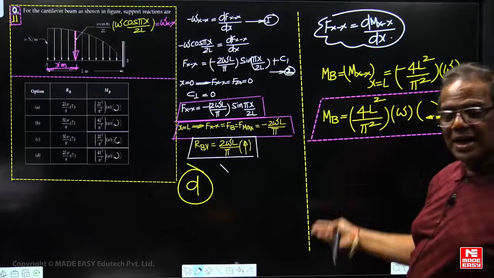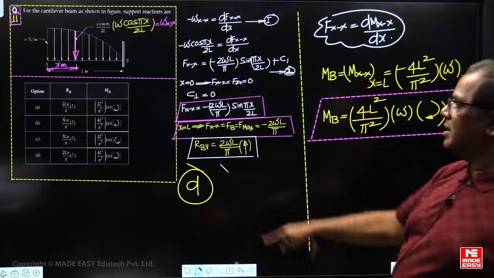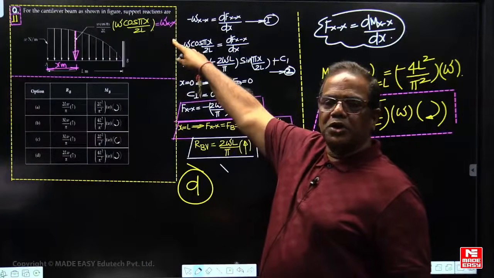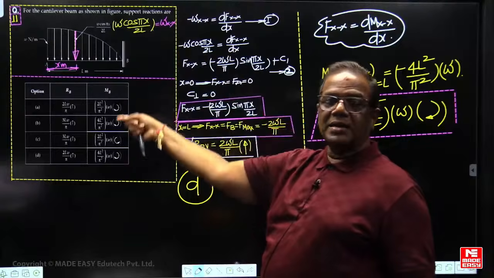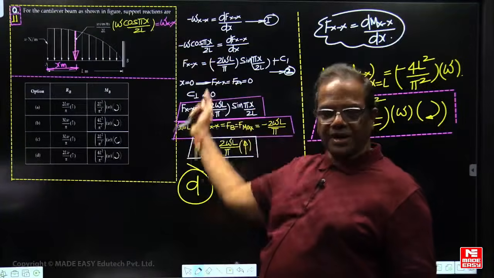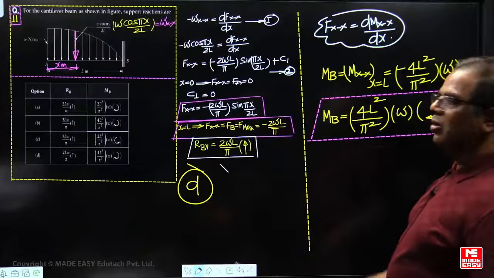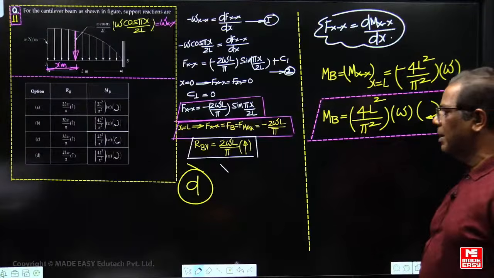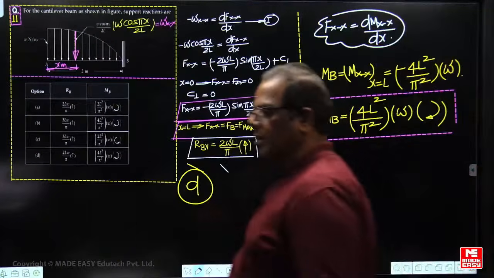But the bending moment I am getting is negative, which means hogging. Hogging means right hand side negative. Negative means it should be clockwise. Anti-clockwise is positive on the right hand side, clockwise is negative. The moment reaction is what now? 4L square by pi square into W. The answer is this.